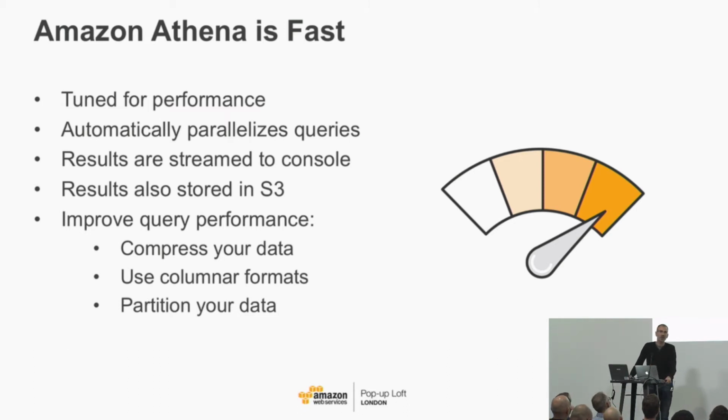Presto actually has a far more interesting model. It creates a directed acyclic graph of all the steps involved in executing a query. So it can actually pipeline steps. It can actually start a subsequent step even while an earlier one is underway. So this can significantly reduce the query execution times. So we're taking advantage of that in Athena.